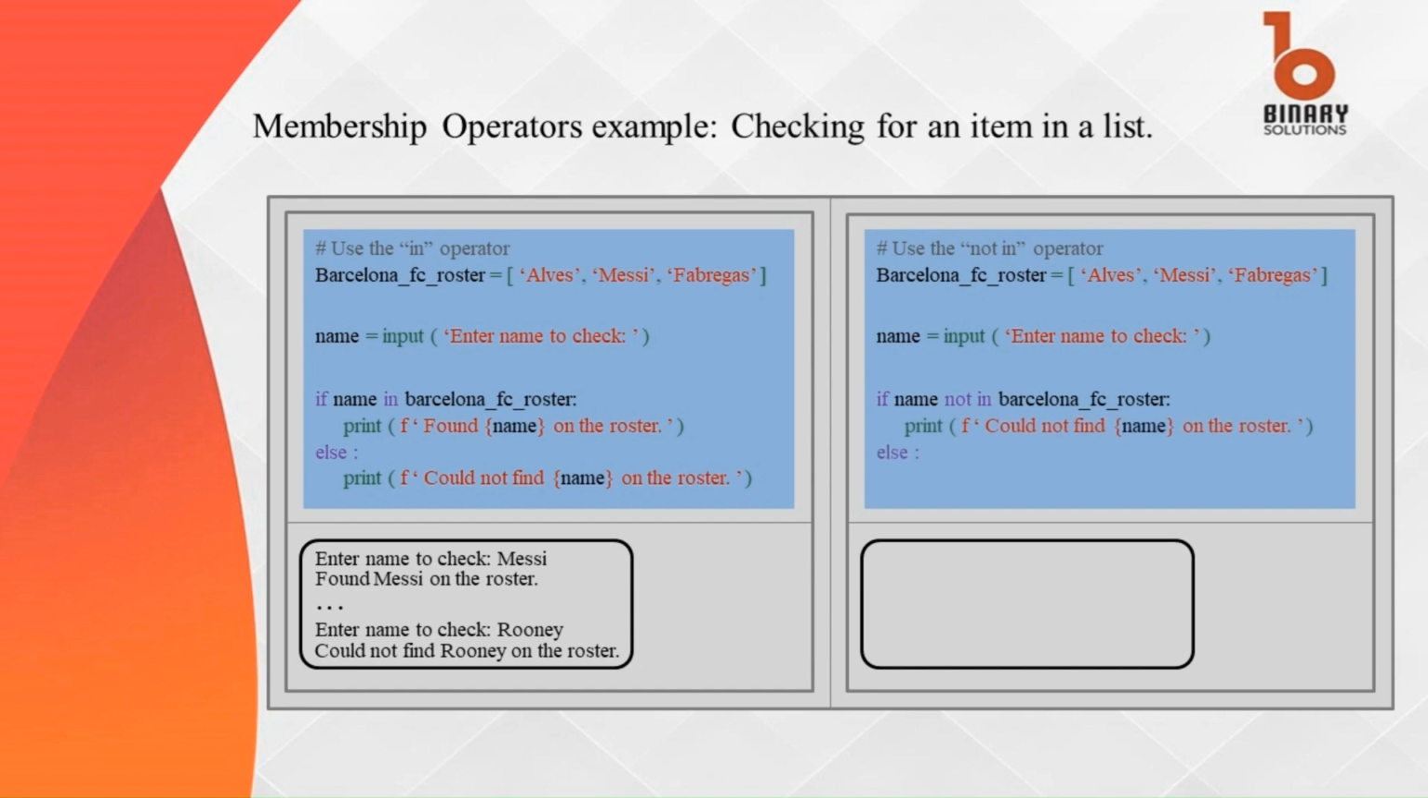If the name is not found, it prints the message "Could not find name on the roster," and if the name is found, it prints "Found name on the roster." This example illustrates how the in and not in operators allow for easy checking of membership within a list, making it a powerful tool for tasks like searching and validation in Python programs.